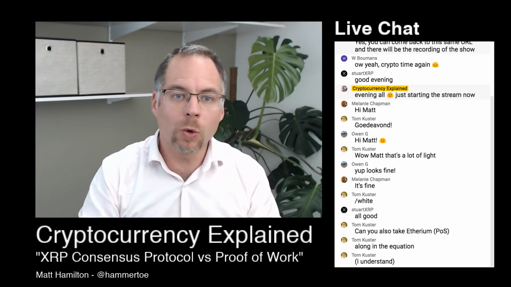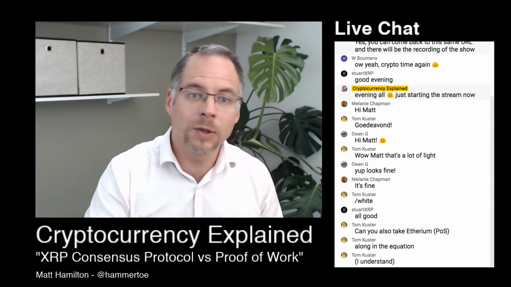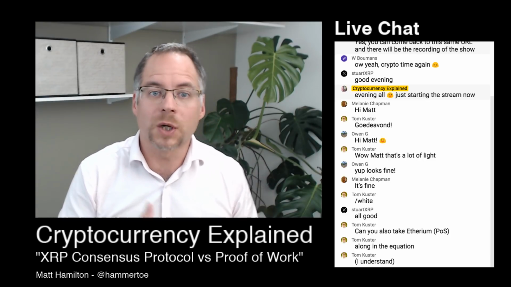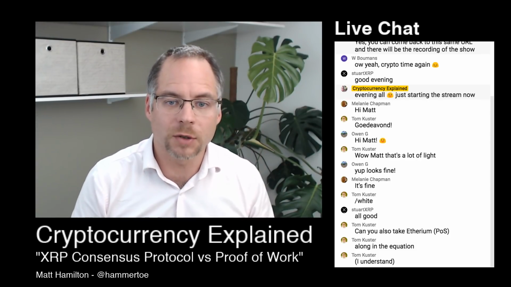And like I said, if we can all agree on one order, then we can all say, well, the first transaction that goes through uses up all the available balance, so the second transaction can't go through because the balance has already been spent, right? That's the XRP Ledger Consensus Protocol.